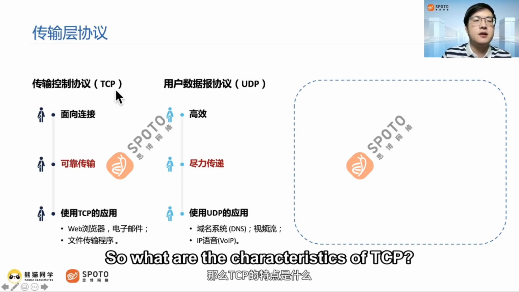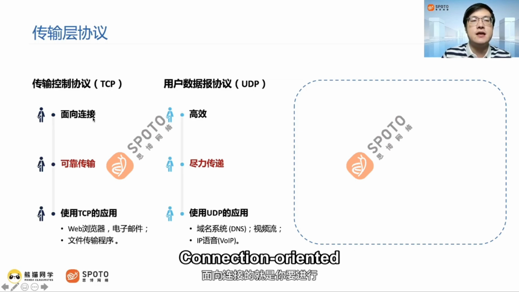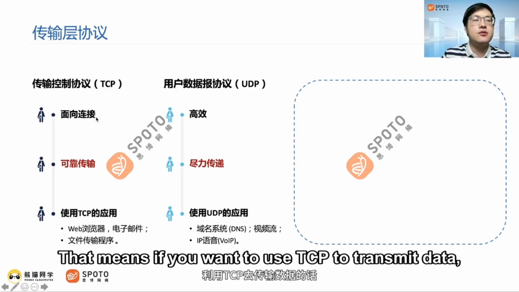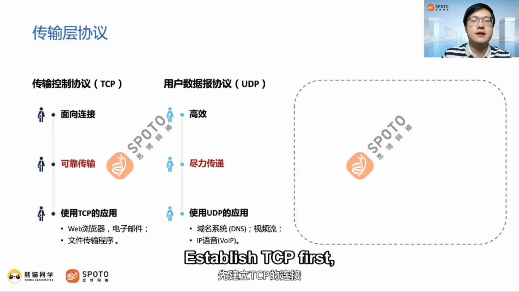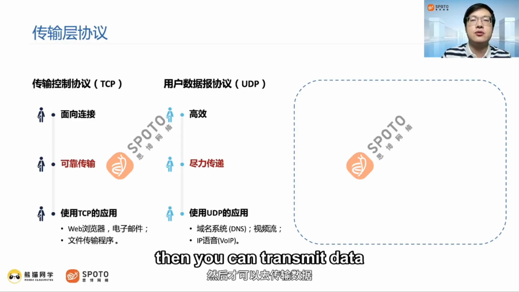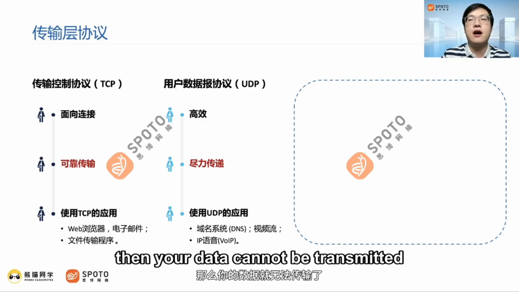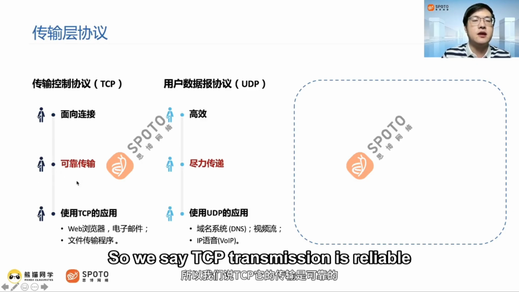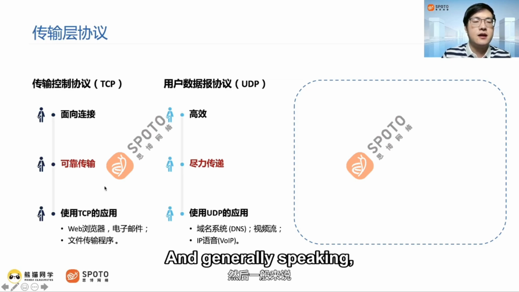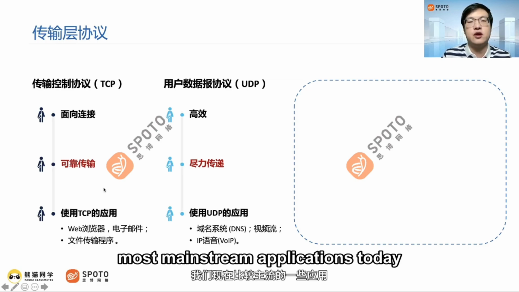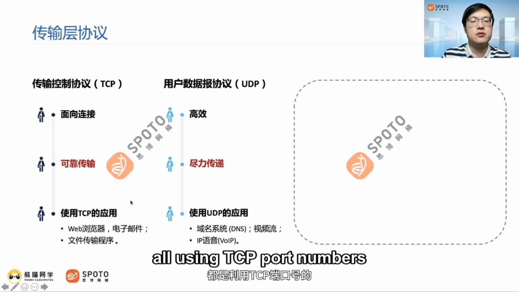So what are the characteristics of TCP? It is connection-oriented. That means if you want to use TCP to transmit data, you must first establish a TCP channel. Then you can transmit data. If your channel breaks, your data cannot be transmitted. So we say TCP transmission is reliable. And generally speaking, most mainstream applications today basically use TCP port numbers.